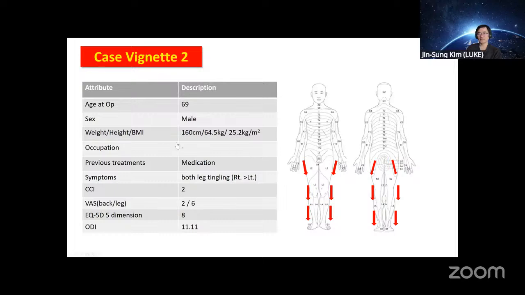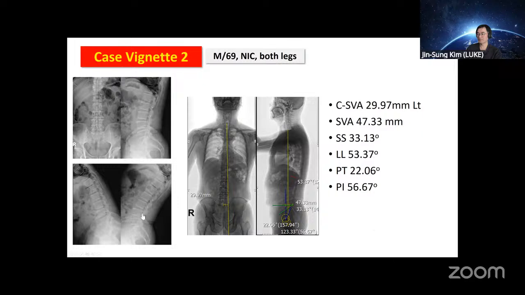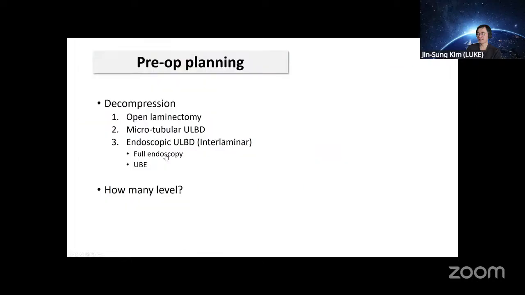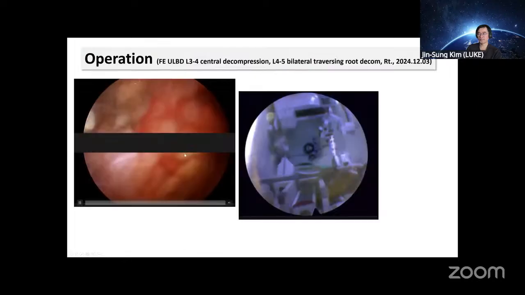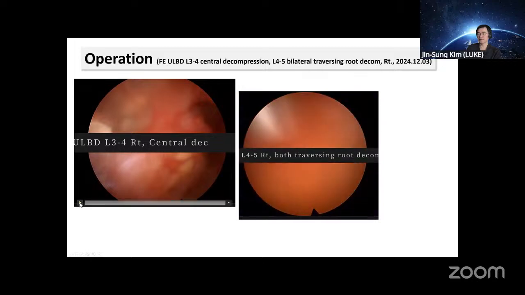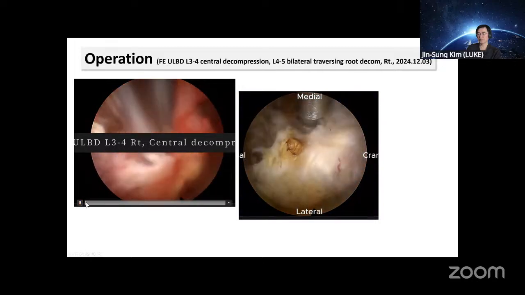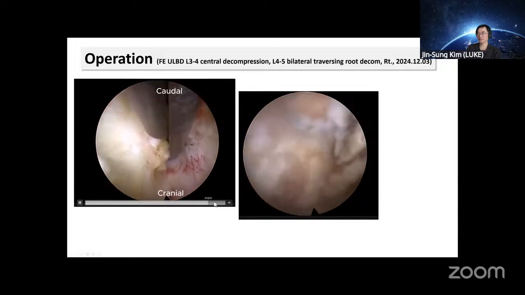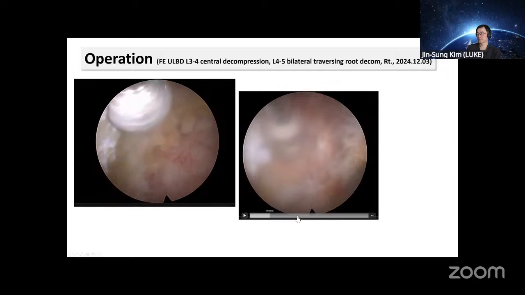Okay. I'm going to show the other cases briefly, right? This is a very simple two-level stenosis, 3-4 and 4-5. And this is a simple case. Just do the two-level full endoscopic decompression. This is 3-4. This is 4-5.